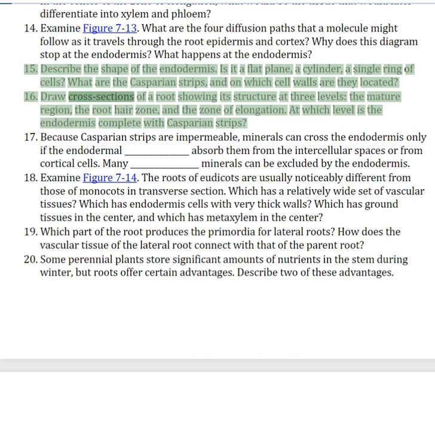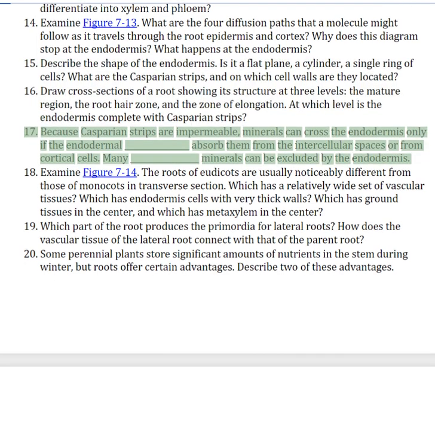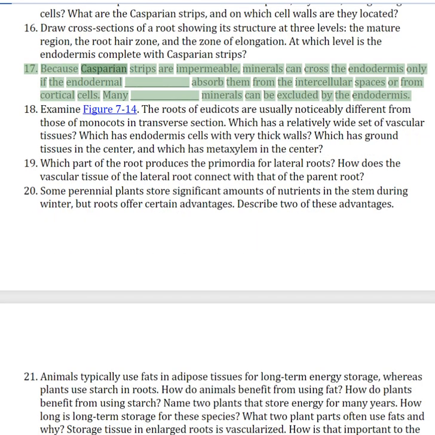16. Draw cross-sections of a root showing its structure at 3 levels: the mature region, the root hair zone, and the zone of elongation. At which level is the endodermis complete with Casparian strips? 17. Because Casparian strips are impermeable, minerals can cross the endodermis only if the endodermal cells absorb them from the intercellular spaces or from cortical cells. Many minerals can be excluded by the endodermis.